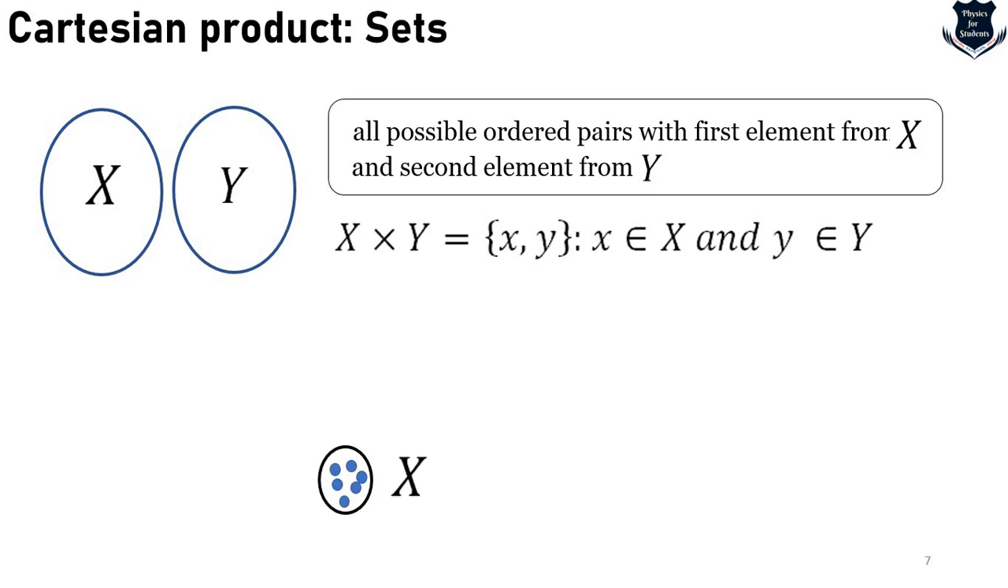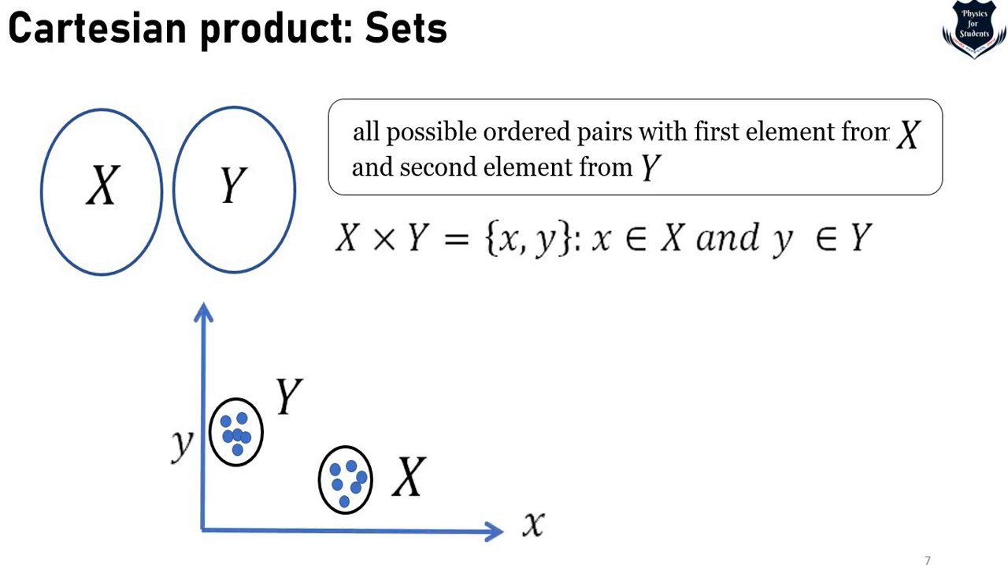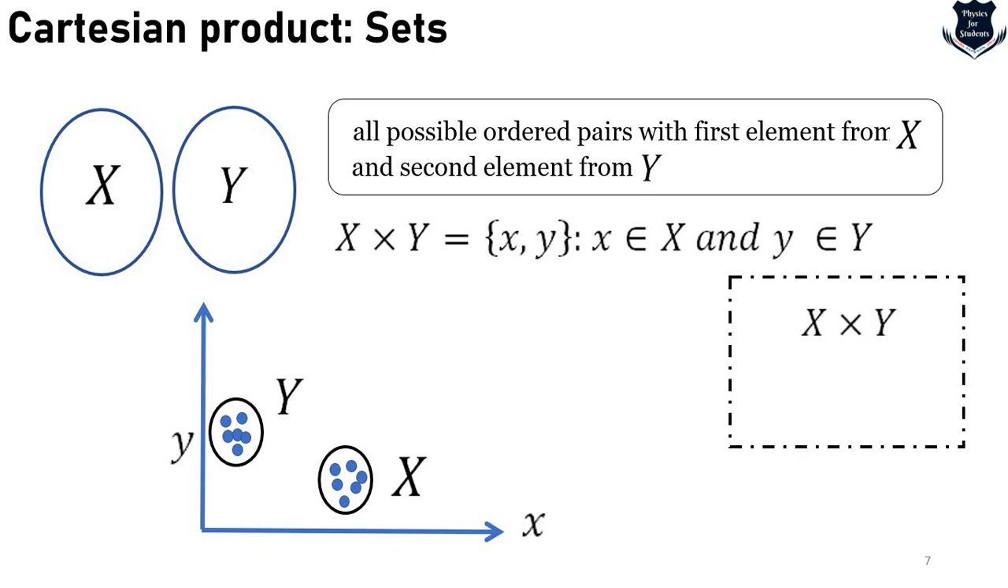For example, let us consider X, which contains certain blue dots, and I call this the set of points on the X-axis, and Y as the set of points on the Y-axis, which is this blue dot, and this is the XY plane. So what I can say is that X multiplied by Y is the XY plane, right? This is the XY plane.